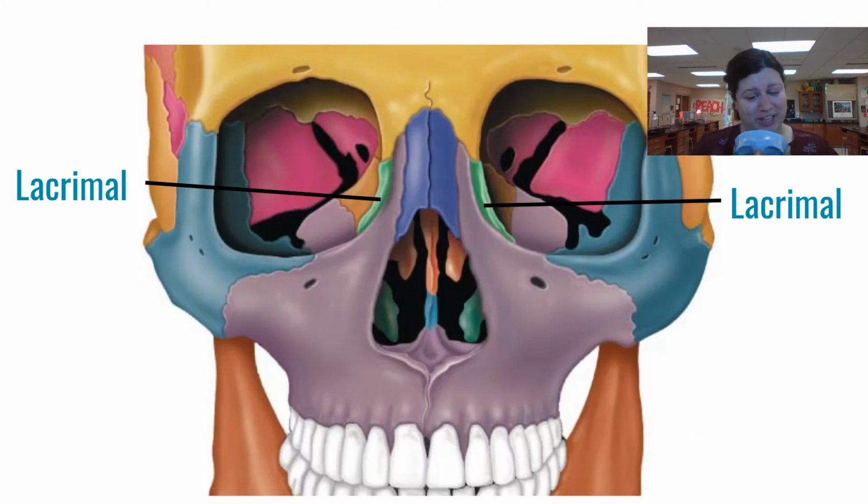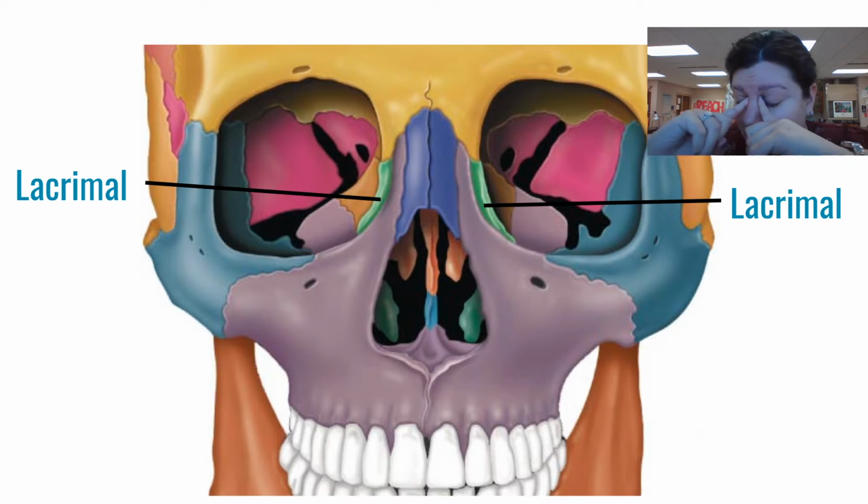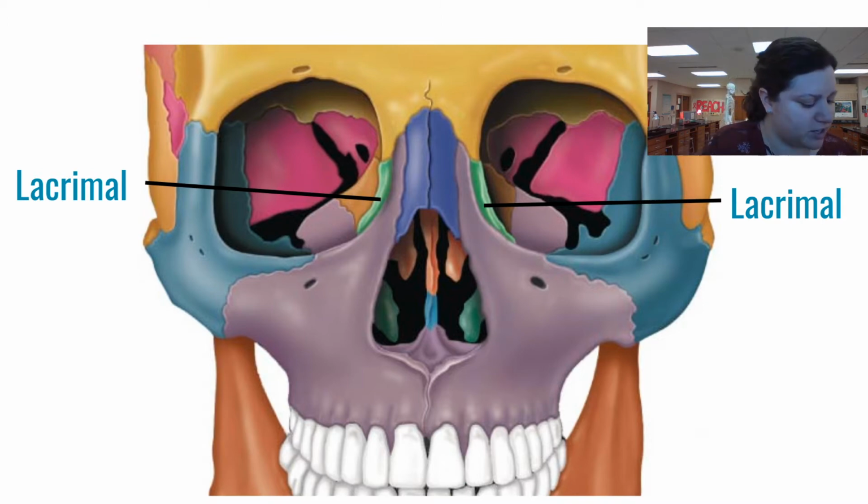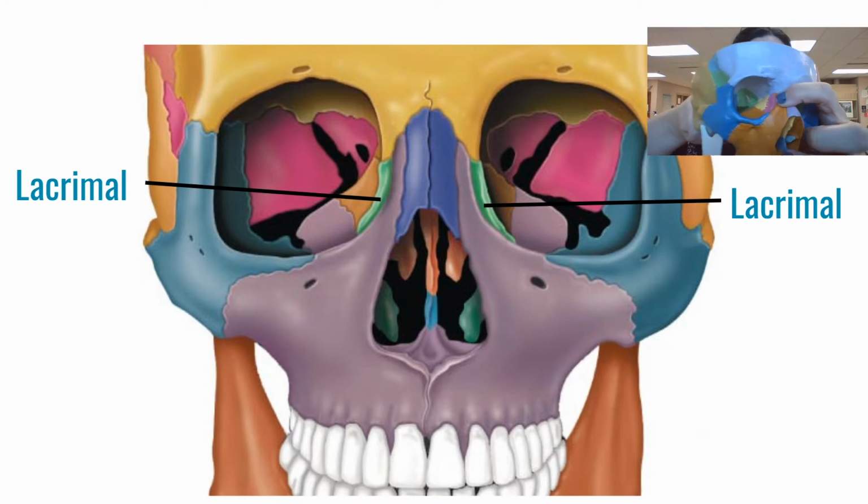The lacrimal bone. This you can also palpate. It's right here. So I'm touching my lacrimal bone right here. And you might also know that that's where your tear ducts are. So lacrimal means tear. And it's a little teeny bone that has a groove in it where our tear ducts are. On here, it's the pink lacrimal bone.